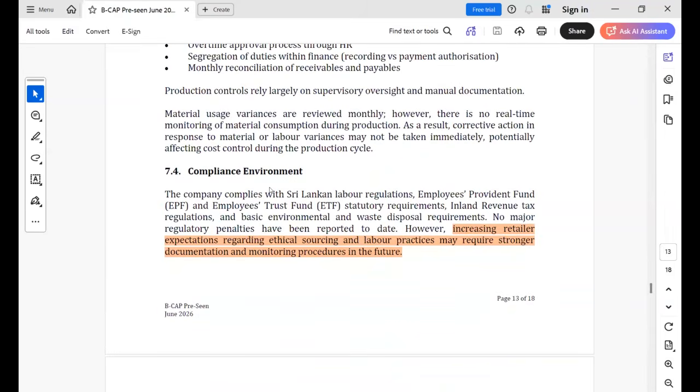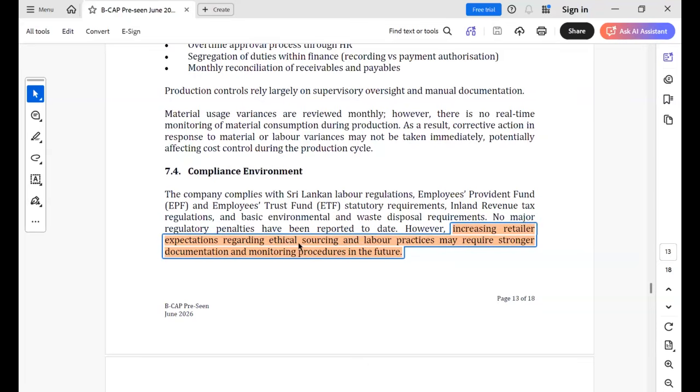So then compliance environment. The company complies with the Sri Lanka Labour Regulation, Employee EPF and ETF statutory requirements, right? Inland Revenue Tax Regulation and basic environmental and waste disposal requirements. So those are the normal regulations. No major regulatory penalty has been reported to date. However, increasing retailer expectation regarding ethical sourcing and labor practice may require a stronger documentation and monitoring procedure in the future. What is this?